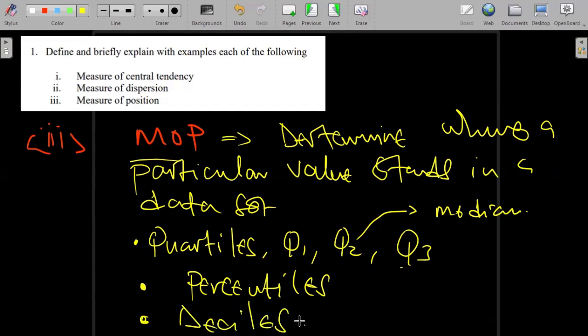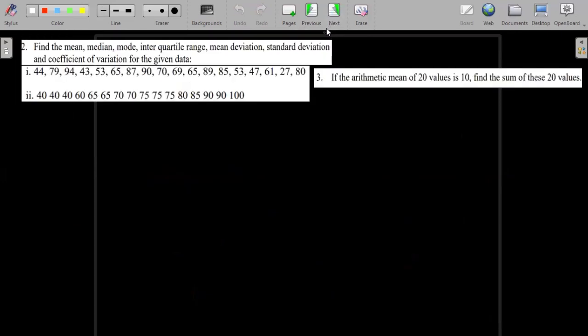I don't think you at Apex do the deciles. I don't know, maybe you do. But the percentiles and the quartiles, you will do that. All right. So these are the examples of some of the measures of position. So that was question 1. We're done with question 1. We go to the solving part now.